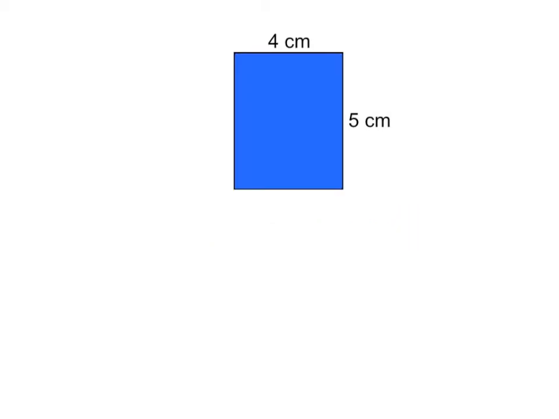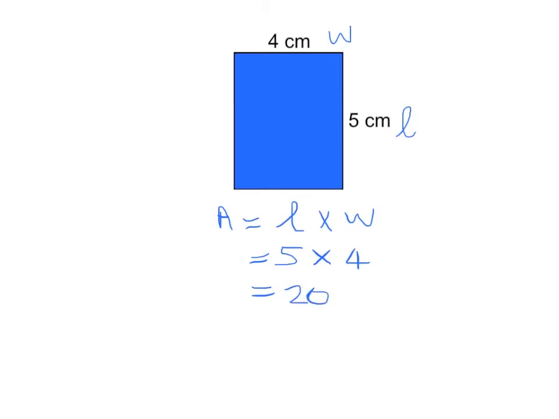Another way of thinking of this is that the area is equal to the length times the width. The area of this rectangle is equal to length times width. The length is 5 centimeters and the width is 4 centimeters. 5 times 4 is 20 centimeters squared.